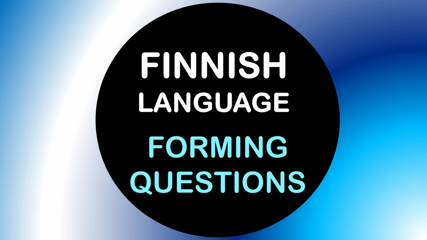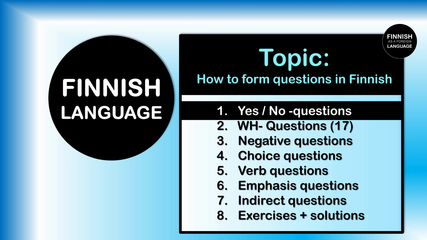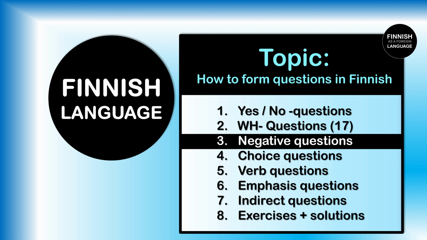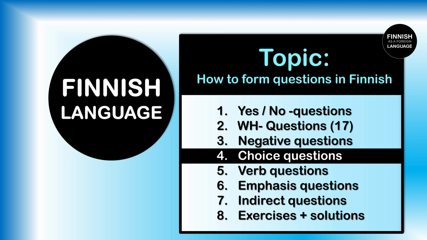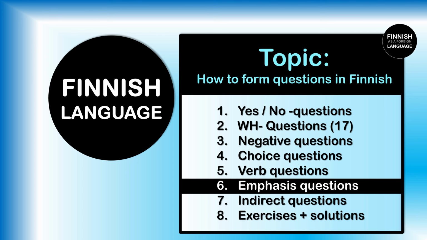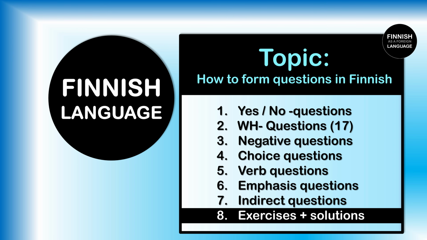I'm Kim and in today's video we are going to learn how to form questions in Finnish. This video is split into 8 chapters. First we're going to figure out how to form simple yes and no questions. Then in chapter 2 we are going to focus on the so-called WH questions. Here we have 17 different question words before we carry on with chapter 3, which is all about how to form negative questions. Then later we'll also focus on choice questions and verb questions. Chapter 6 and 7 are for the advanced level. Here we are going to focus on emphasis questions as well as on indirect questions. And then, in chapter 8, we will as always practice what we've learned today by solving some exercises together.